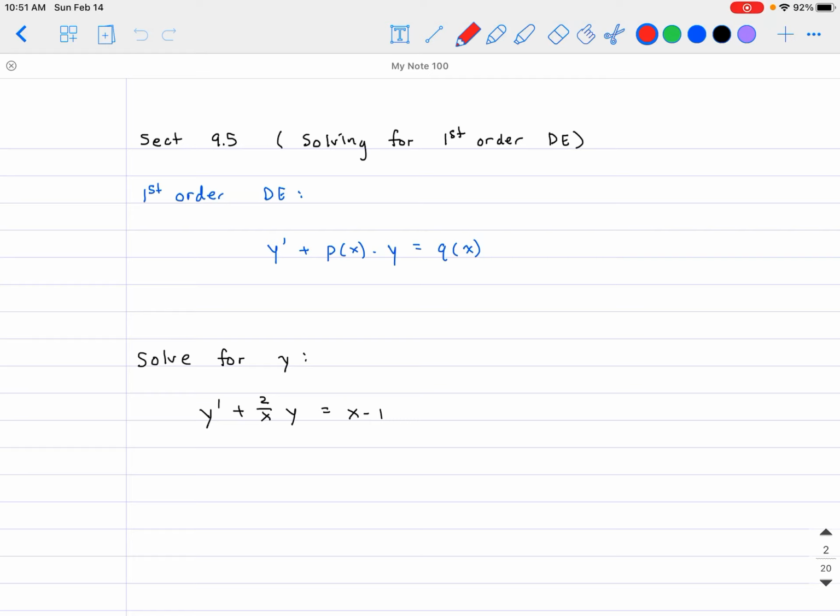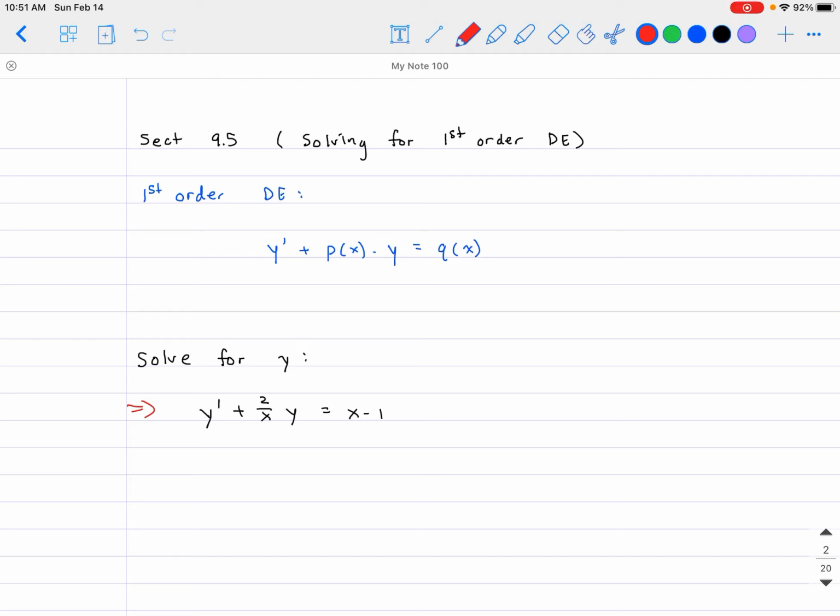Now that is nice and simple for the most part, but what if you cannot separate your x's and y's together? What if you have an equation, like the one at the bottom over here that I gave as an example, where there's just no way to get all the x's by themselves and all the y's by themselves? So how do you solve for that? That's what we're going to be talking about for today.